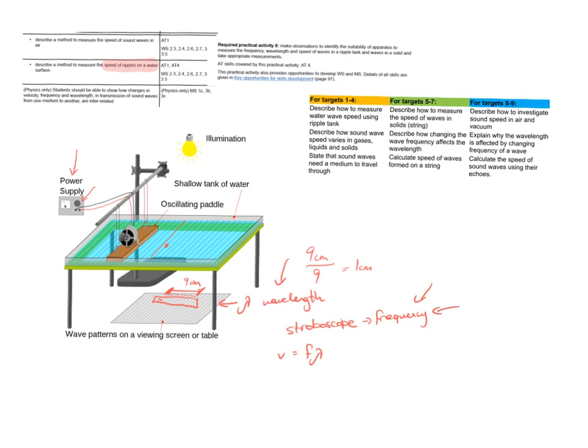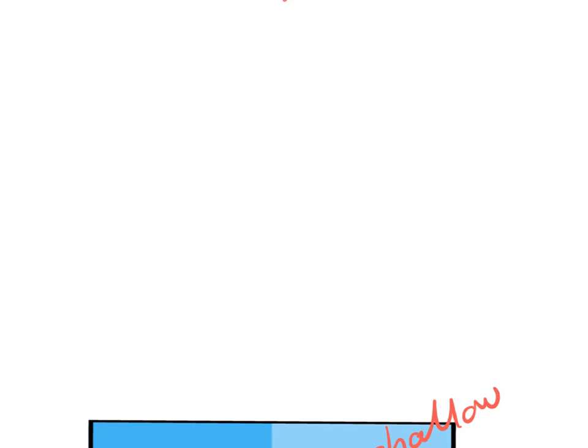Very, very important. So it says describe for targets 1 to 4, because this is something that everyone is required to know. So describe how to measure water wave speed using the ripple tank. We just described that. The other part that we will be looking at today is how to measure sound wave speeds, and I will explain that now. There are several ways you can do it, but I'll go through a couple of them.